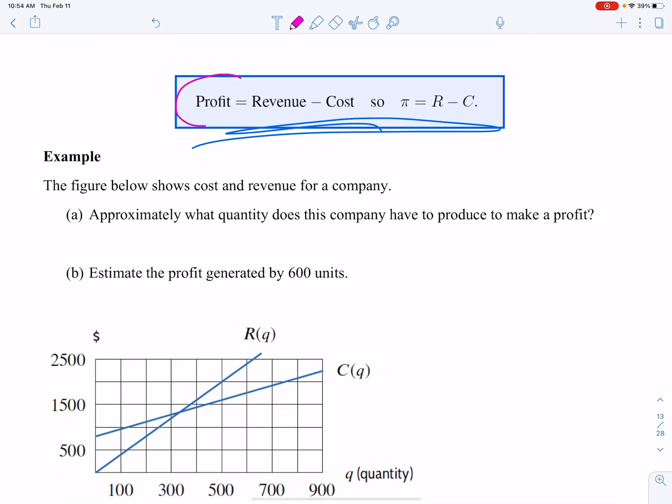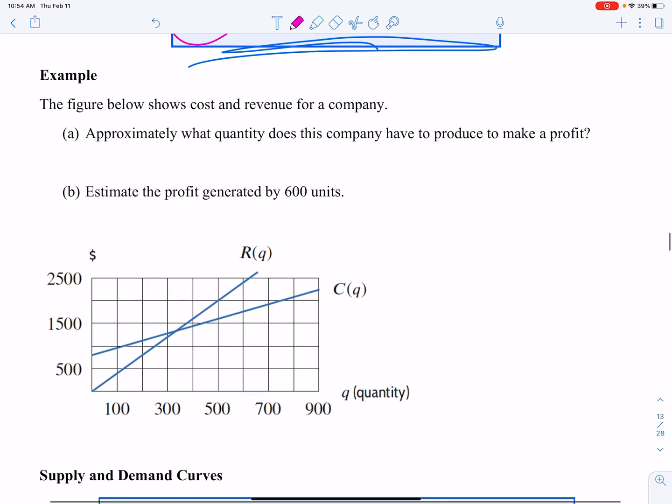Like I said, here's the profit equation. Profit is revenue minus cost. Revenue is how much money you take in. Cost is how much money goes out. What's left over is your profit. Hopefully that's a positive number, right? All right, so here's an example.